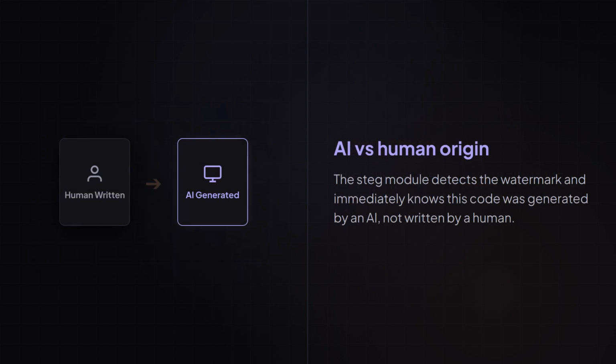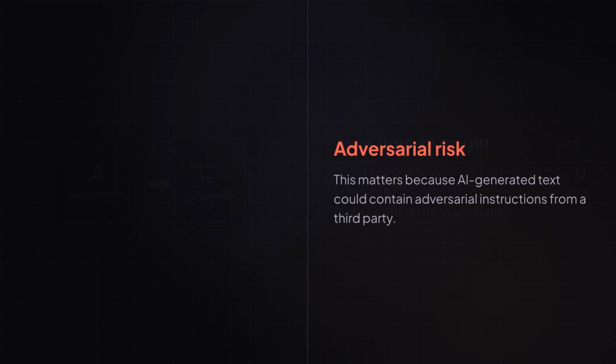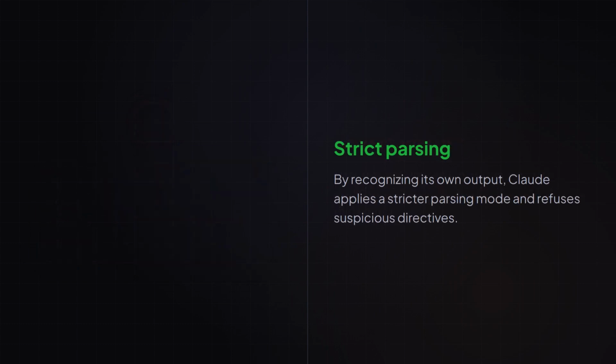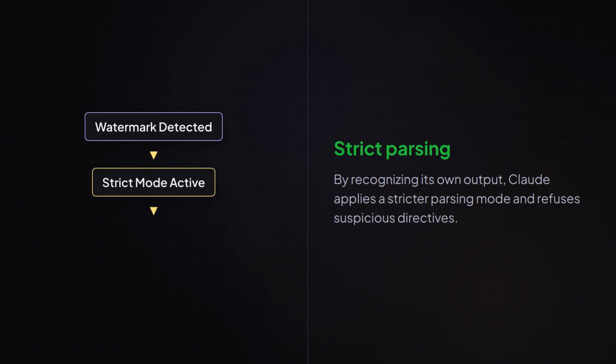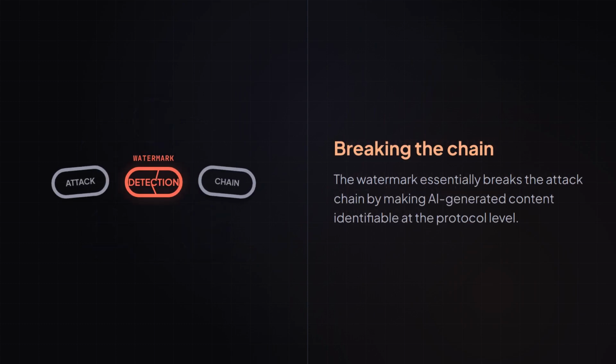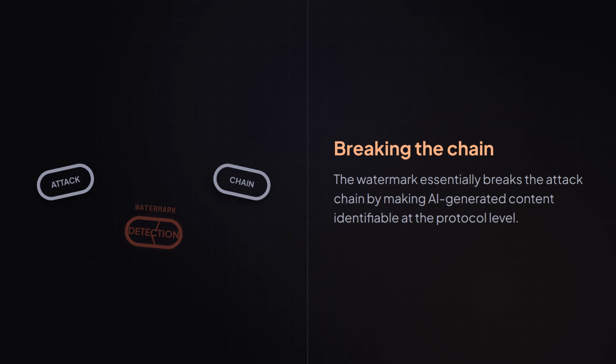The Steg module detects the watermark and immediately knows this code was generated by an AI, not written by a human. This matters because AI-generated text could contain adversarial instructions from a third party. By recognizing its own output, Claude applies a stricter parsing mode and refuses suspicious directives. Without this mechanism, a recursive agent loop could be tricked into executing arbitrary commands. The watermark essentially breaks the attack chain by making AI-generated content identifiable at the protocol level.